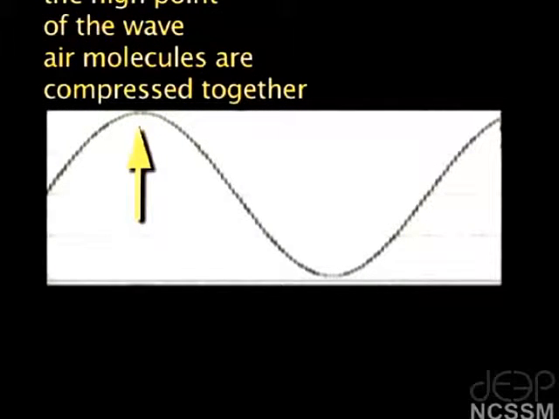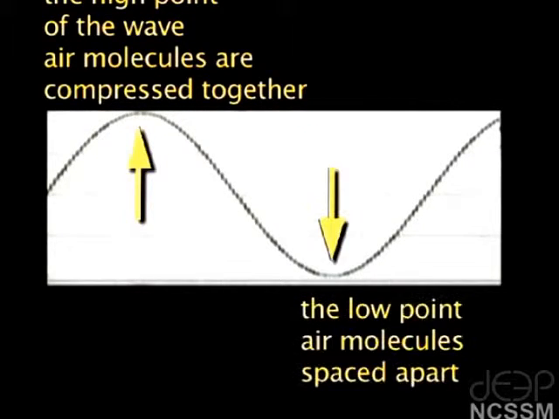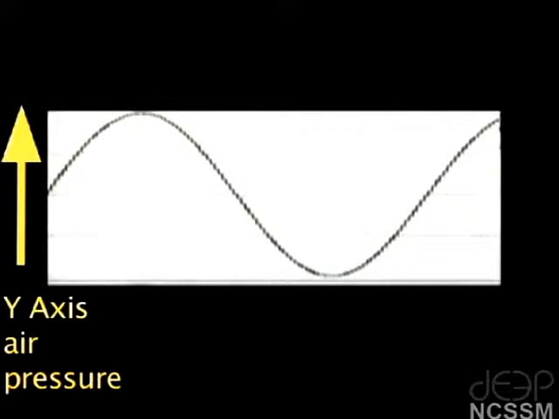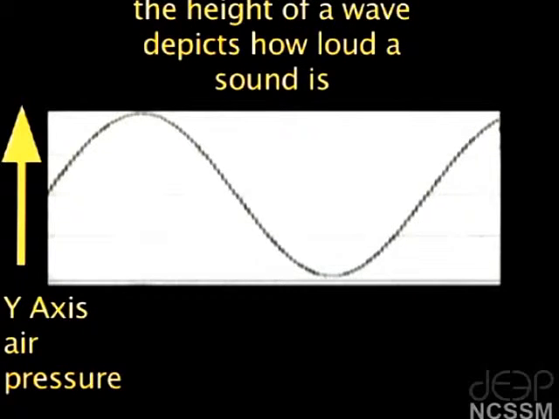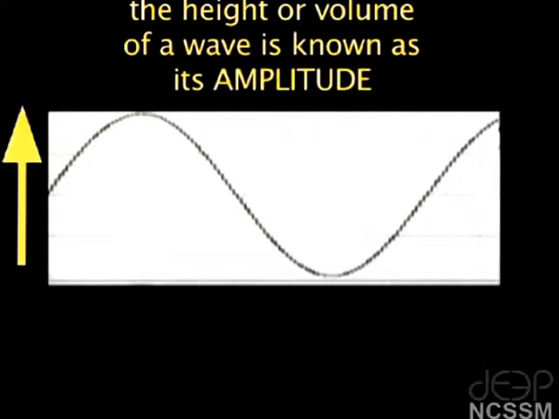The high point of the wave represents the place that air molecules are compressed together. The low point in the wave represents the place where they are spaced apart. The y-axis is air pressure. The height of a wave depicts how loud the sound is. Taller waves are louder, shorter waves are quieter. The height or volume of a wave is known as its amplitude.